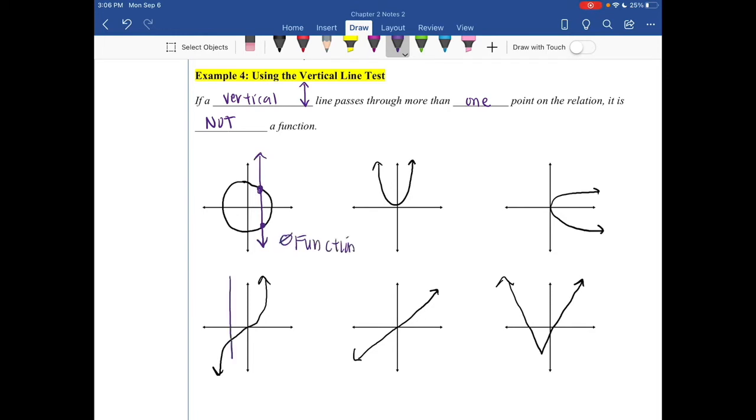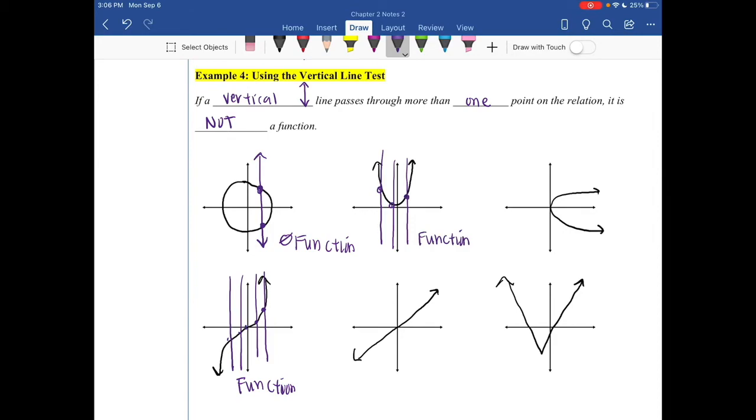Next, if we draw a vertical line, we could draw them even through several different areas of the graph. Doesn't matter where we go, it's only ever crossing at 1 point. So this one would be a function. Okay, let's move back to the middle here. Again, draw some vertical lines, and at each point it's still only crossing once. So this one is a function.